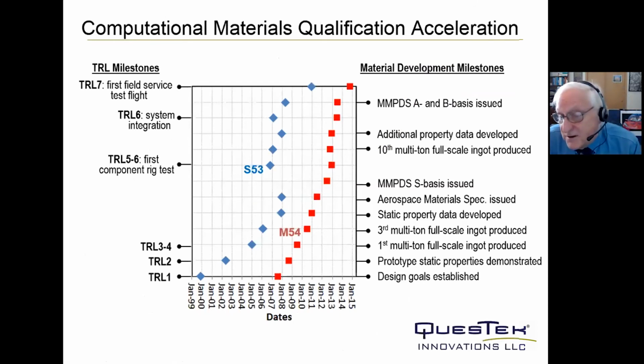Here's the example of the timeline applying this technology to 2 aircraft landing gear steels designed and qualified by QuesTek. So the scale on the left is the technology readiness levels at the landing gear level. And then on the right are the corresponding materials development milestones. Both of these landing gear steels were able to go from a clean sheet to flight qualification in under a decade, meeting that goal of the Materials Genome Initiative.